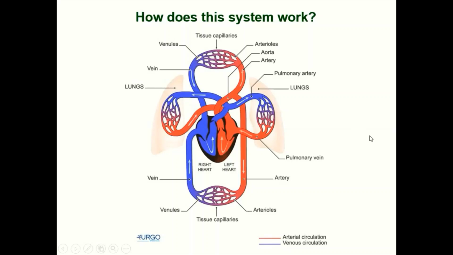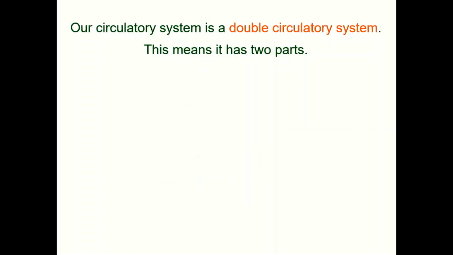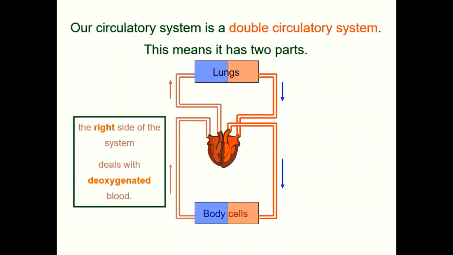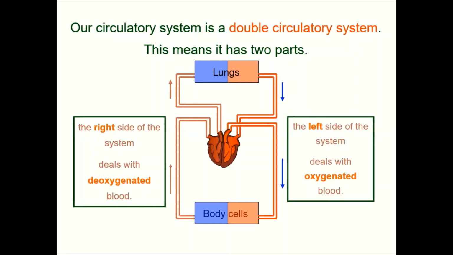So how does this circulatory system work? This is what we are going to study right now. Our circulatory system is a double circulatory system. This means it has two parts. The right side of the heart, or the right side of the system, deals with deoxygenated blood, meaning this blood contains a high amount of carbon dioxide. The left side of the circulatory system deals with oxygenated blood. When you say oxygenated blood, this blood contains a high amount of oxygen.